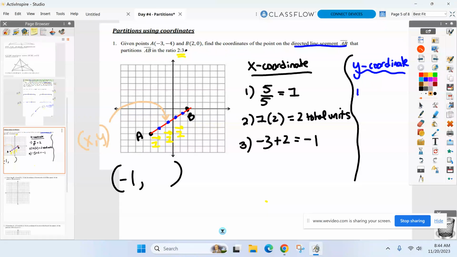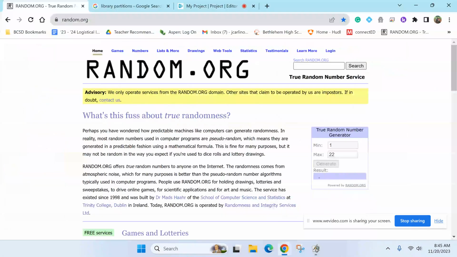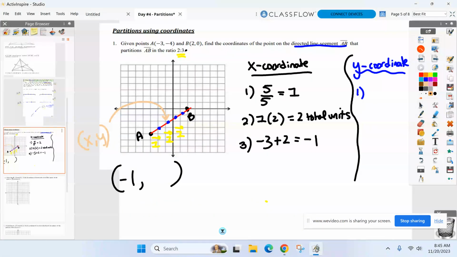So look at your y coordinates from A and B. Determine the distance now. From this to this, what's my distance on the y-axis? All right, how far apart are they? Alyssa, how far apart are they? What are your y coordinates first? -4 and 0. Okay, how far apart are they now? From -4 to 0, how many units do you go? 4. 4 units. Still dividing that into 5 equal parts.